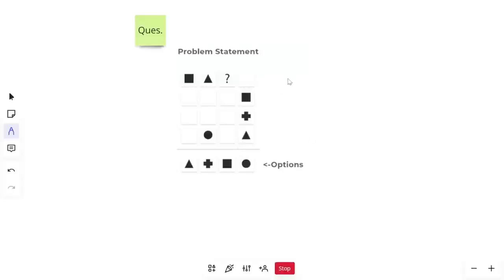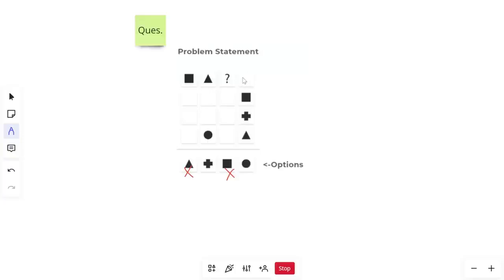Okay. See, the basic concept is one symbol cannot come twice in a row and in a column. So for example, if in this row a triangle is already there, so one more triangle cannot come, right? We know that. So let's eliminate triangle as one of the options and square as one of the options, because we have to find what will come in place of question mark, and triangle and square are already there. So now let's see what can come. Now we are left with plus and circle.